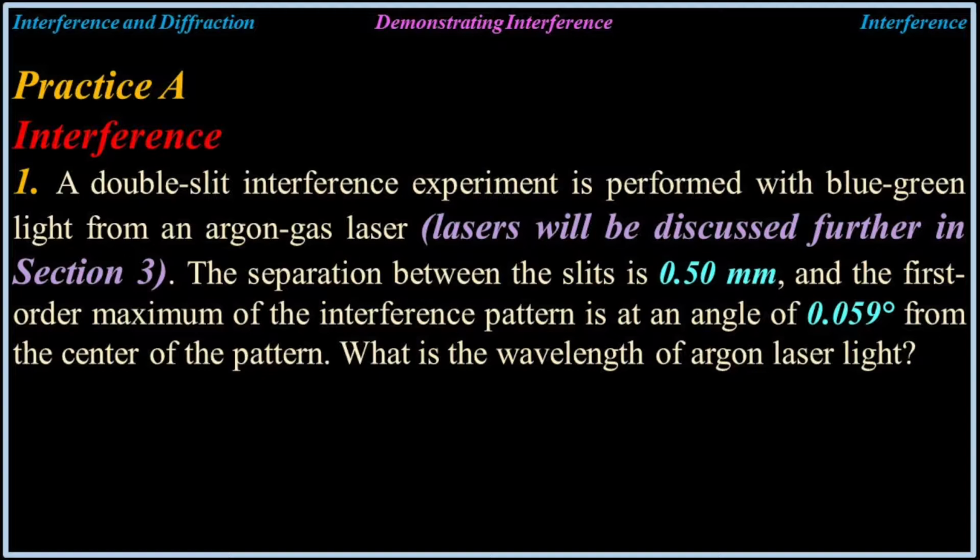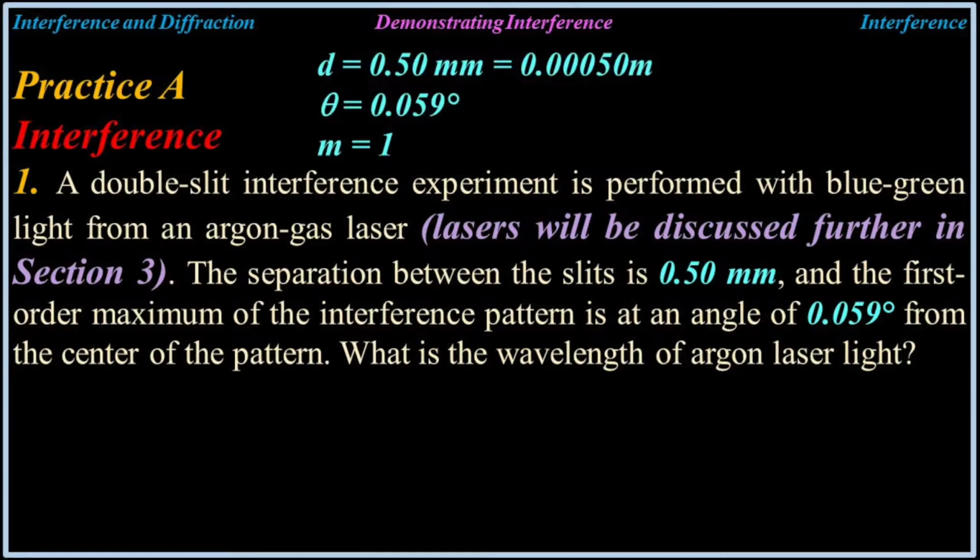Right, now, problem set A, interference. A double slit interference experiment is performed with blue-green light from an argon gas laser. Lasers will be discussed further in section 3. The separation between the slits is 0.5 millimeters, and the first order maximum of the interference pattern is at an angle of 0.059 from the center of the pattern. What is the wavelength of argon laser light?